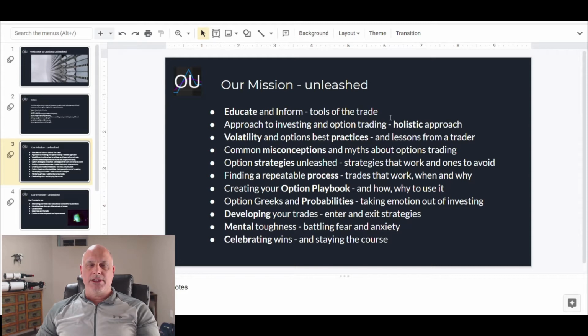So that's kind of it, the educate and inform. The approach to investing in option trading is, for me, a holistic approach. I try to bring together a macro view, a technical view, heavily though on technical analysis. I look at the fundamentals. I'm very directional myself personally, and I also bring in what I call social fundamental analysis, or sentiment, the sentiment view of where certain stocks are.